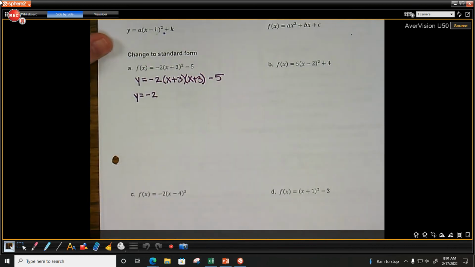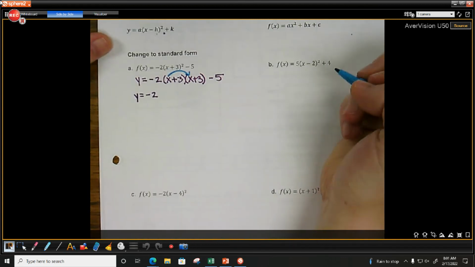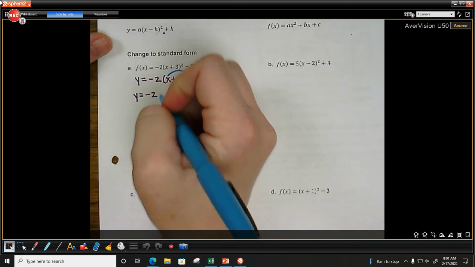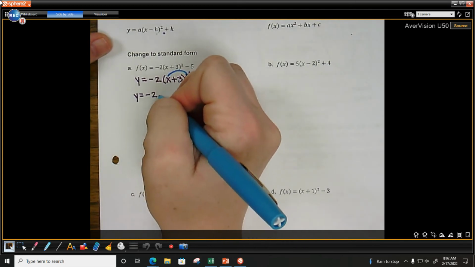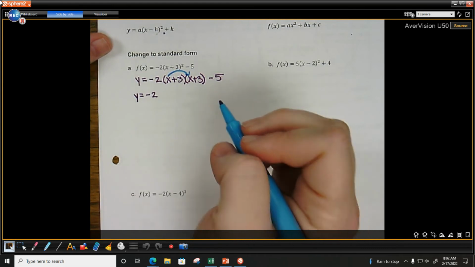What's x times x? Do you think I could just put an x squared right here next to the -2, or do you think I need parentheses? Why do you think I need parentheses, Sierra? To separate it, because here, what am I doing with the -2?